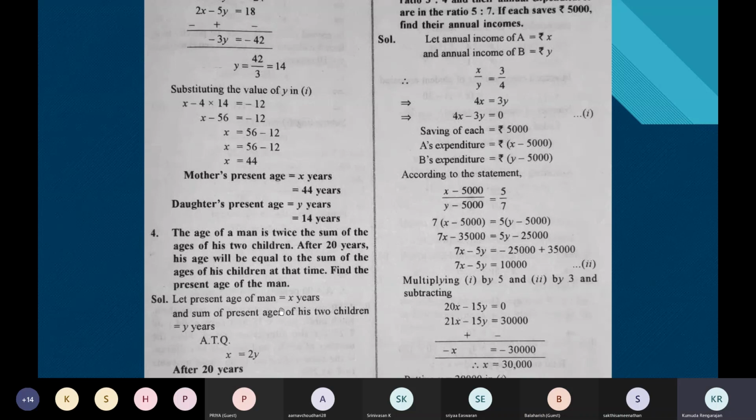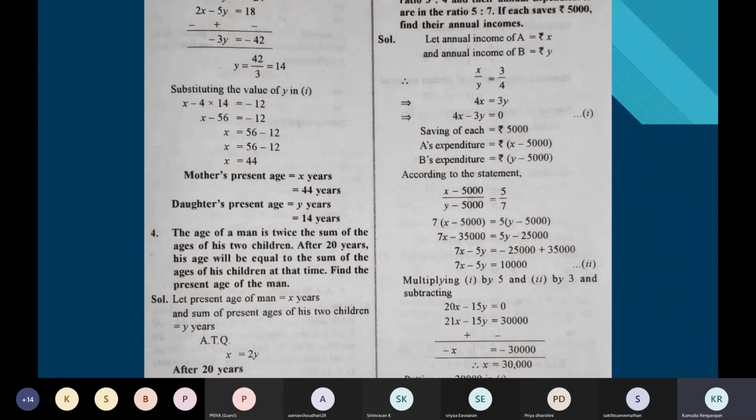All right, children. I don't go ahead of my question. Please answer the question. What will be the sum of the ages of the two children after 20 years? Somebody said 2Y plus 20. Who is that? Shakti. Shakti, 2Y plus 20.